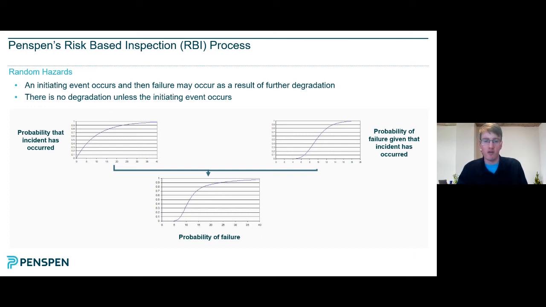But for those events where damage is introduced and it will degrade over time, then again this process allows us to assign an inspection interval where we can go and confirm asset condition before the probability of the asset failing exceeds the sort of tolerable risk level.